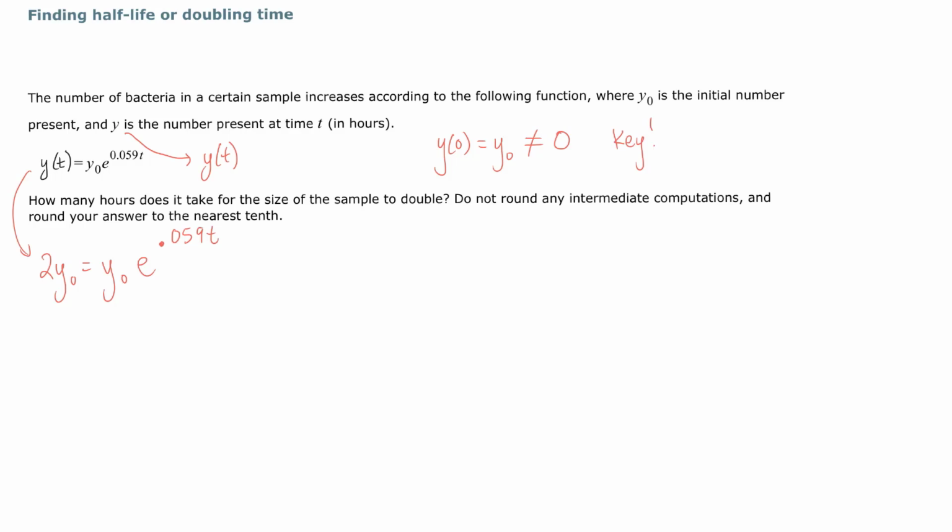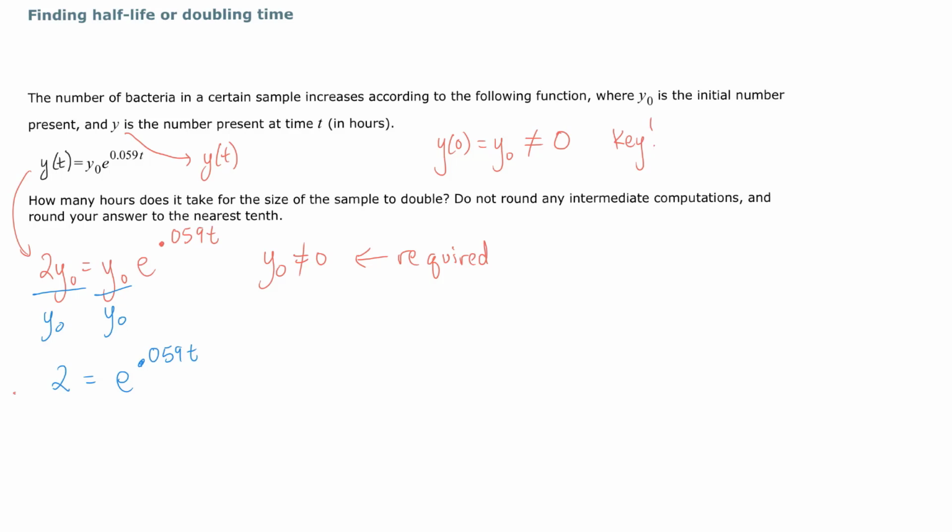And why is it so important to mention that y naught is not 0? This is required, by the way, because in algebra you're always taught never to divide by a variable unless you know why. So it's required to state that y naught is not equal to 0. Since y naught is not equal to 0, we could divide the entire sides of the equation by y naught. So we get 2 is now equal to e to the decimal 0.059 times t.